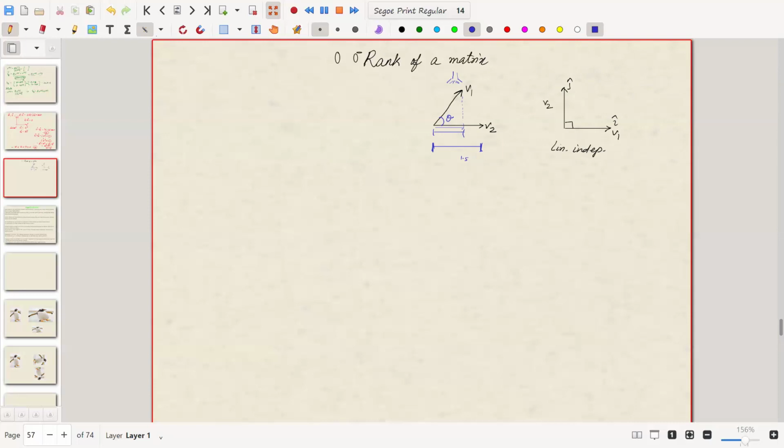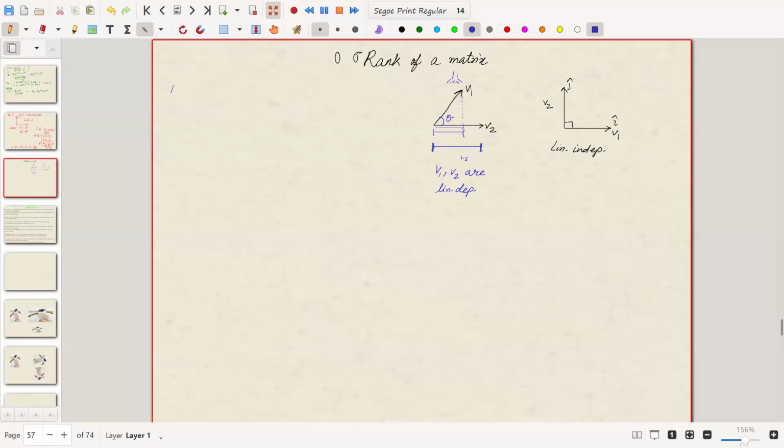Okay, write V1 in terms of V2 and V2 in terms of V1. So what does it mean? It means that V1 and V2 are dependent, because you can write one vector in terms of the other. So these are two intuitive examples of linearly independent and linearly dependent vectors.